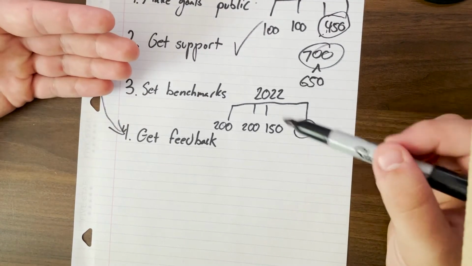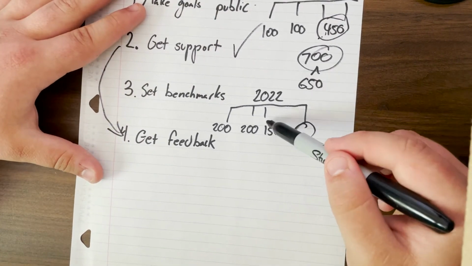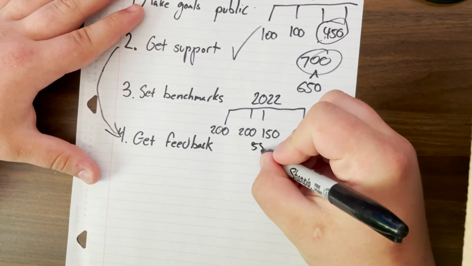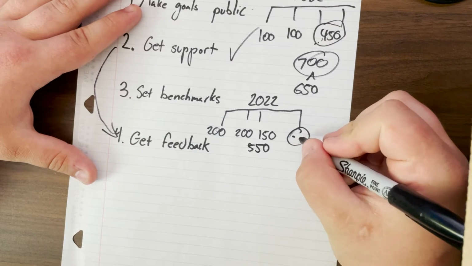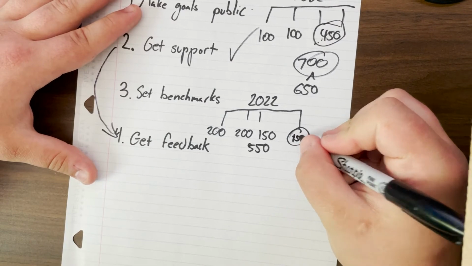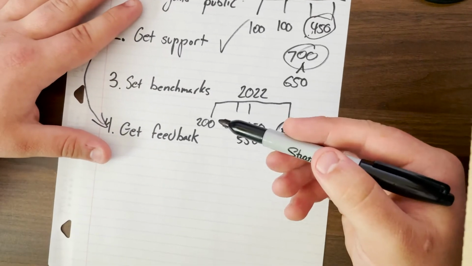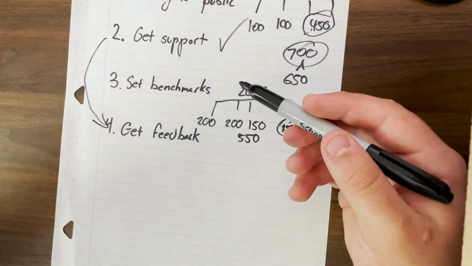Or what we can hope for is an even better thing, where they say, hey, you're killing it this year. Between these 3 quarters, you're already at 550. We want you to go for higher here. If you hit 150 here, you'll be able to hit that 700 goal that we want to set for you instead. So getting feedback is really the most important part of all these SMART goals.